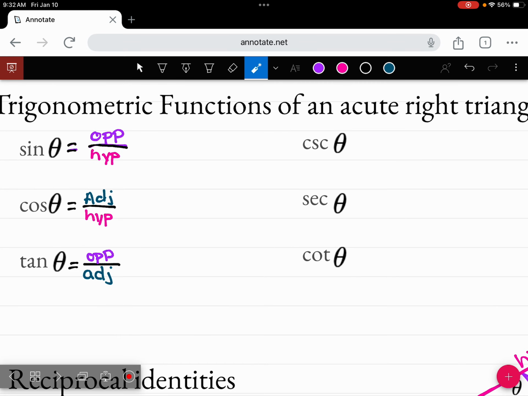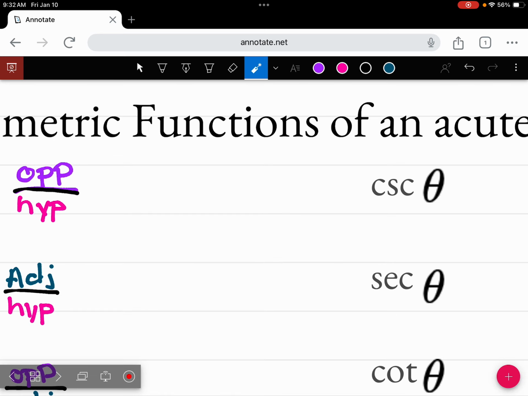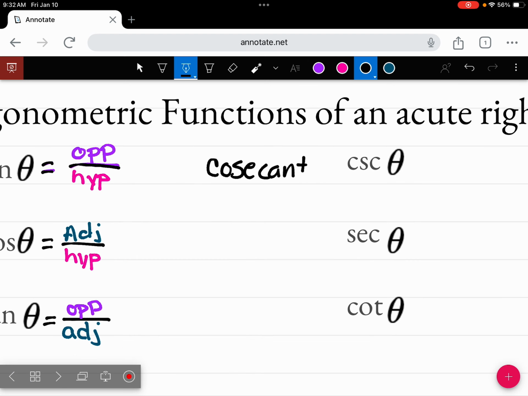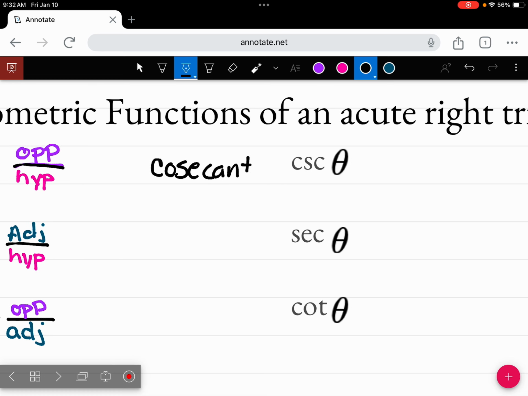Okay, awesome sauce. So, this first one, CSC, this is called cosecant. I'll write it down. Cosecant. And it is the reciprocal of sine. They are buddies. So if sine is opposite over hypotenuse, cosecant, flip it. Hypotenuse over opposite.